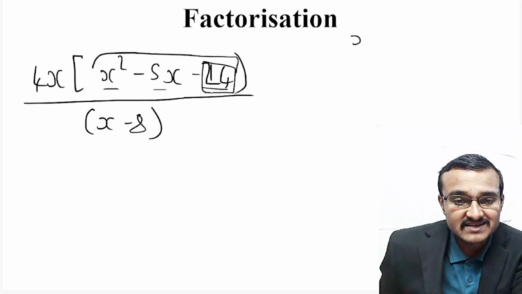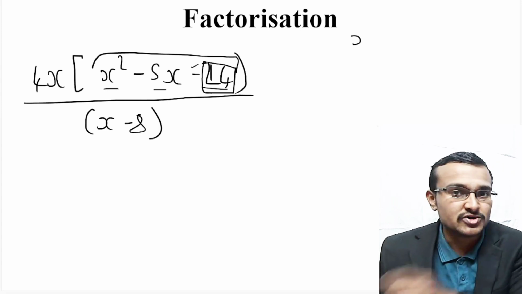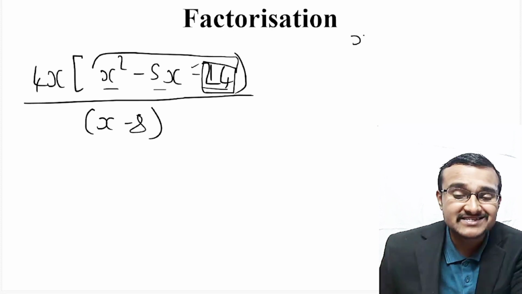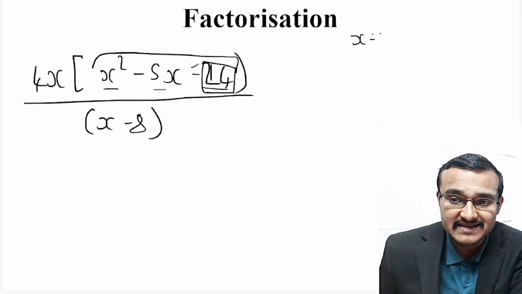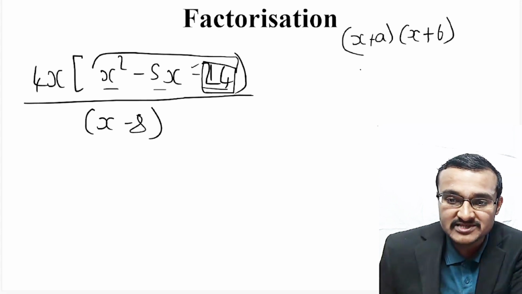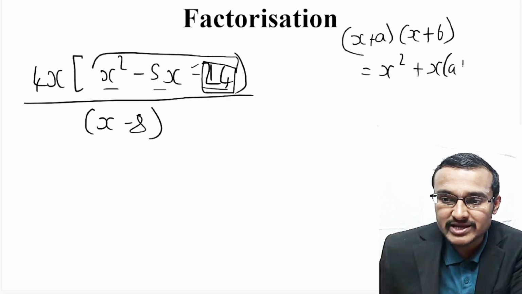The last term in this algebraic expression is not a perfect square and a minus sign is there. So here you cannot use the a plus b whole square or a minus b whole square formula. Let us try to use the x plus a into x plus b formula. So what is x plus a into x plus b? x plus a into x plus b is x square plus x into a plus b plus ab.